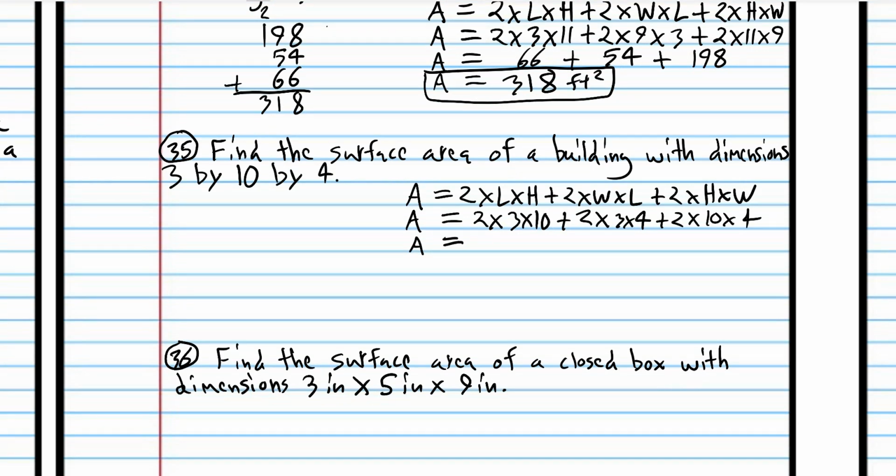All right, so 2 times 3 is 6, 6 times 10 is 60. 2 times 3 is 6, 6 times 4 is 24. 2 times 10 is 20, 20 times 4 is 80. All right, that looks correct. Now we'll go ahead and add these together. You can probably add these together in your head, but we'll go ahead and line it up here. Add the first numbers, and then the last numbers. We have 164.